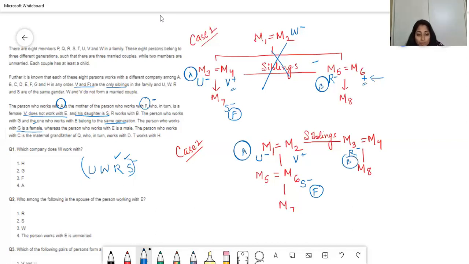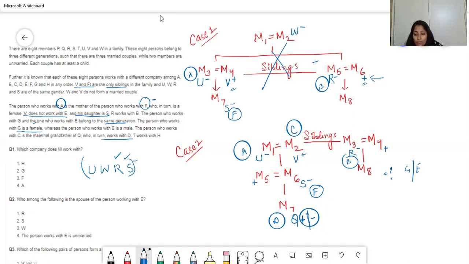Let's read further. The person who works with G is a female, whereas the person who works with E is a male. Now we have an option because this is going to be a male and we do not know about this person yet. So these two are the possible options, but G and E can be substituted only in this line. Reading further, the person who works with C is the maternal grandfather of Q. Grandfather relation exists here. We do not know if Q is a male or a female. V is the grandfather and the grandfather works in the company C. Reading further, the grandfather of Q, who in turn works with D. It means Q works in the company D.